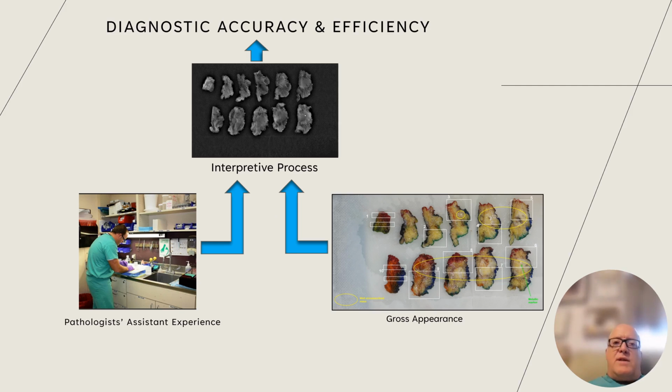A little preface: as a PA or even a pathologist, our main goal daily is to be as accurate and as efficient as possible. And you'll see by the end of the presentation that the KUBTEC helps us be more accurate and more efficient while utilizing our experience as a pathologist's assistant or pathologist, and also based off the gross appearance and, in breast pathology, the radiographic image.